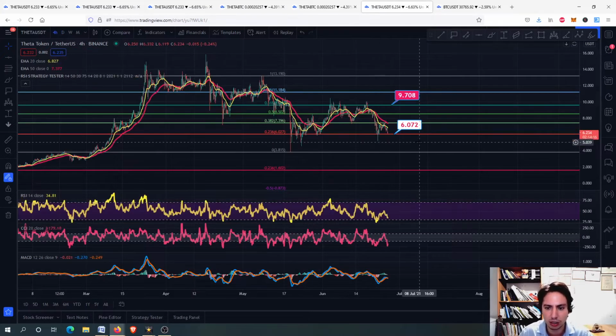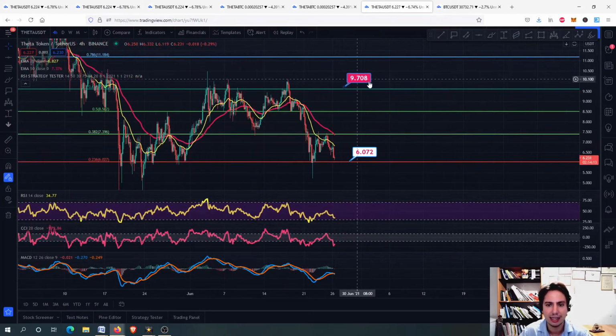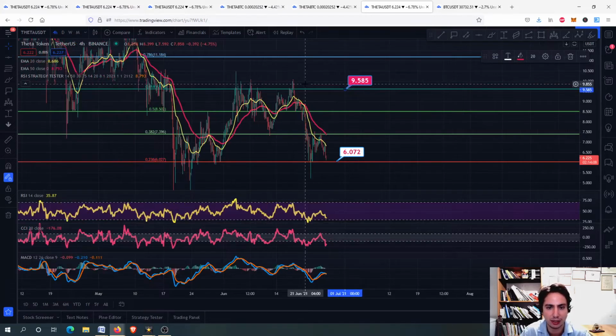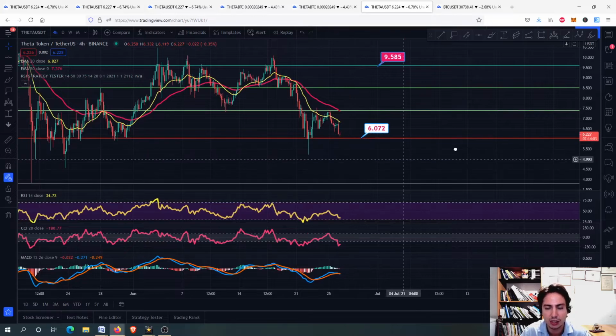Let's go now, guys, to price analysis. And right now you can see that we have found the 0.618 almost as a resistance level, and now we want to see if we can hold the 6 USDT.